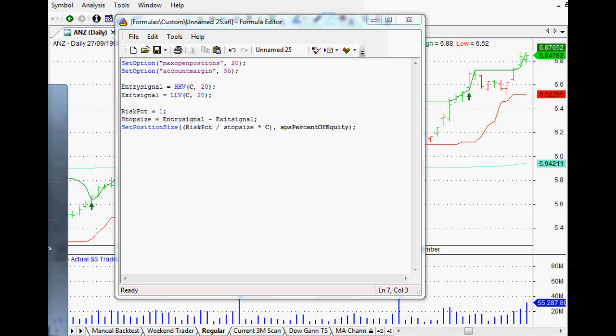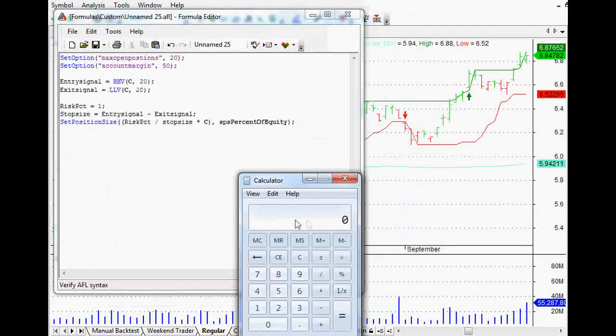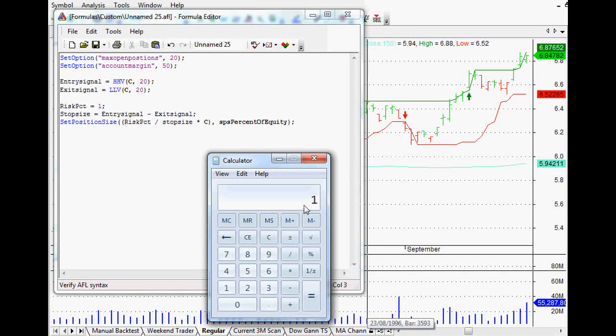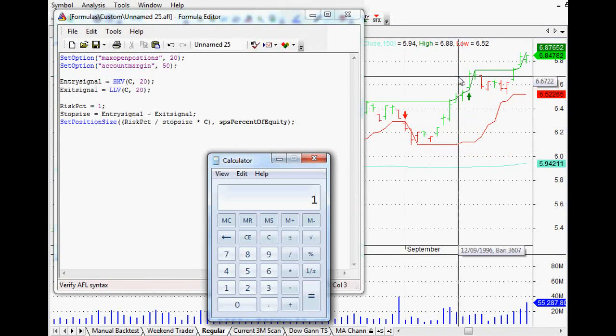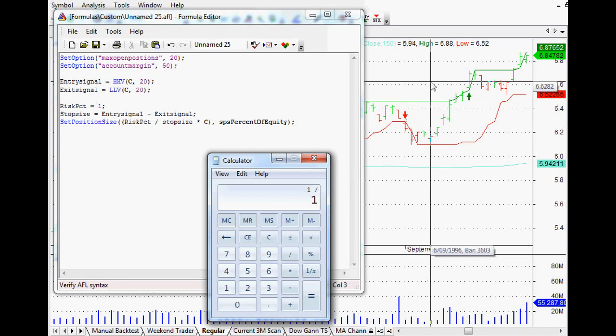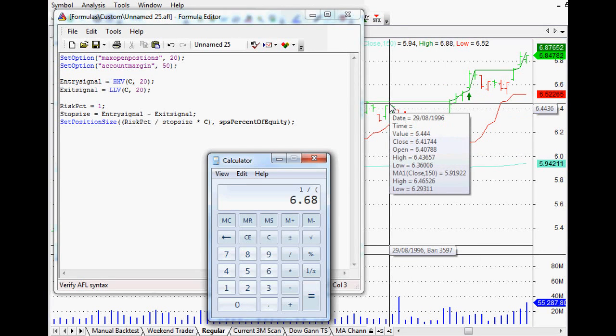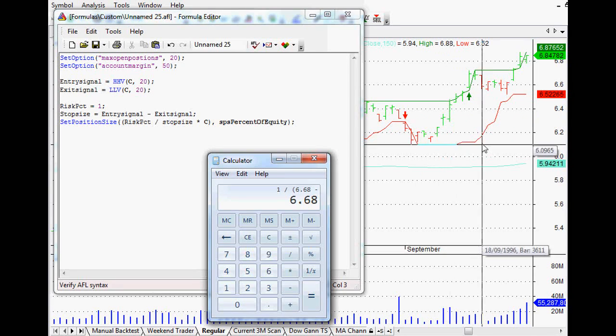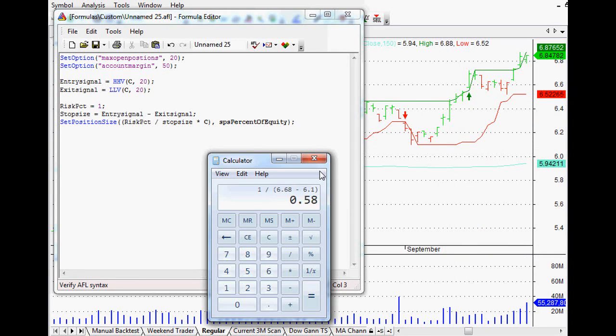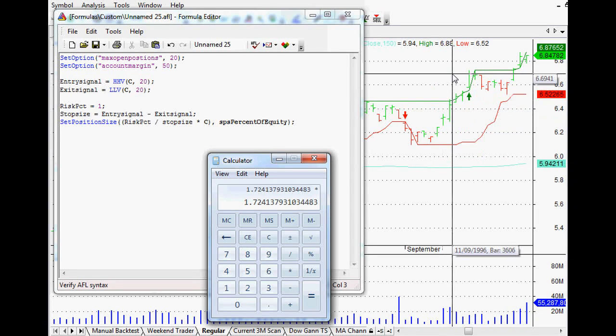So really quickly, let's just actually go through that and make sure that that's what we're after. So we've got risk percent. So that's one. And we want that to be divided by the stop size. So the stop size is the entry signal minus the exit signal. So if we divide that by, and it's our entry signal, which is entering at $6.68 minus our exit price down here, which would be $6.10. Close that off. So that's 58 cents is our proposed risk there. So we've got that. We'll calculate that. And then we want to multiply that by the closing price again. So again, $6.68, I think we had it as.